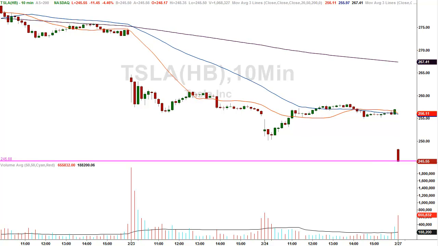Here we go. There we go. I'm in the trade. Okay, 245.68. What I'm looking for is a bounce up to 247.50. That's going to be my exit. Okay, so I've got the sell order in at 247.50.